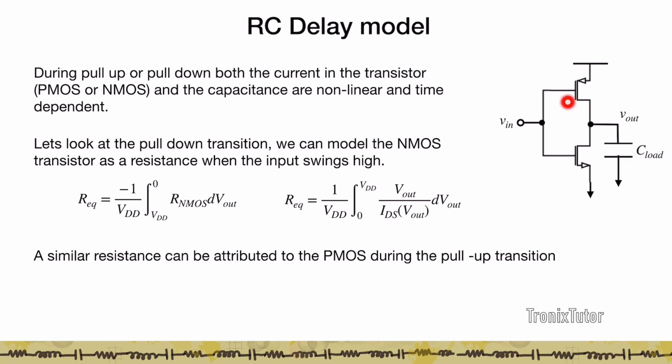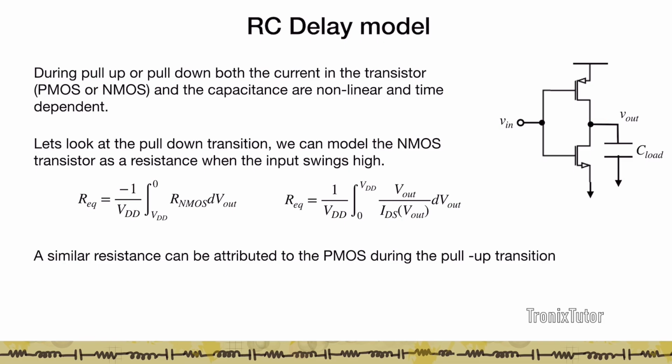So let's consider the inverter here. When the output is falling, that is, when you apply Vin as VDD, the NMOS turns on, the PMOS switches off, and the NMOS discharges this load capacitance. And we know that this load capacitance has an intrinsic and an extrinsic component, and these intrinsic components are essentially nonlinear and time dependent.